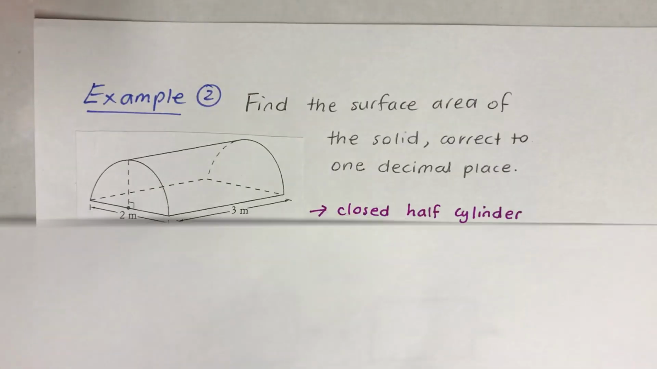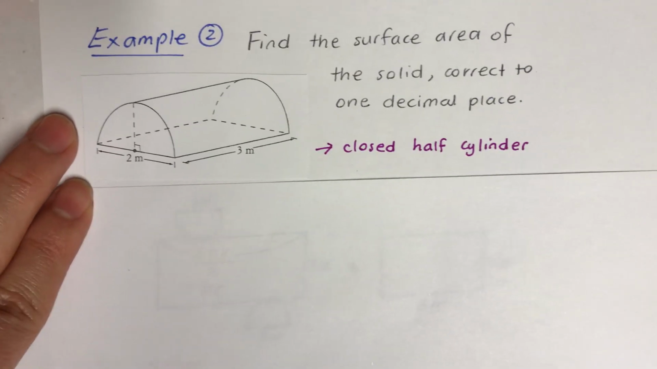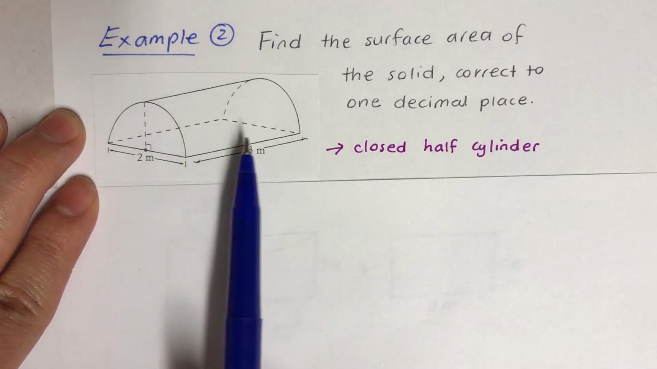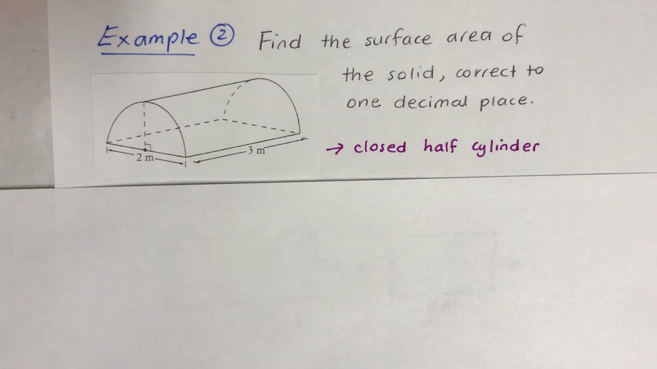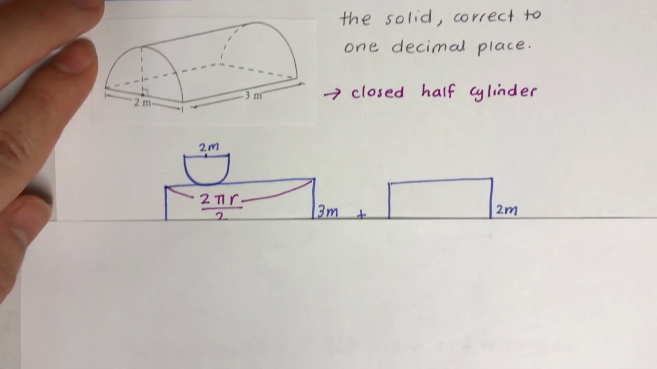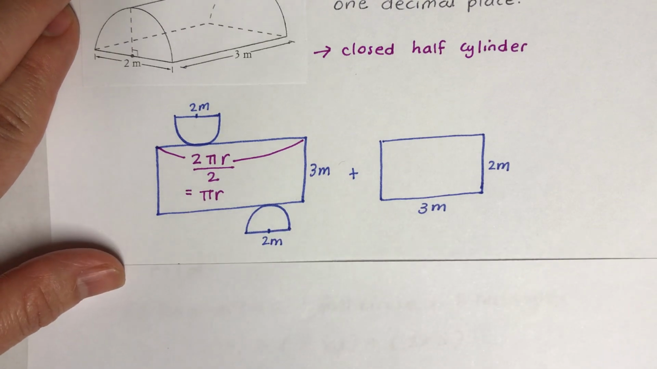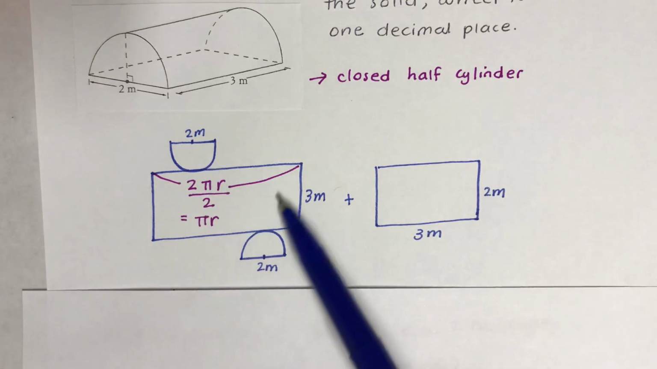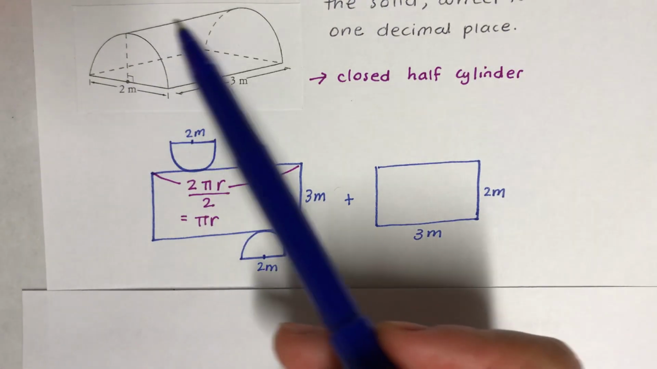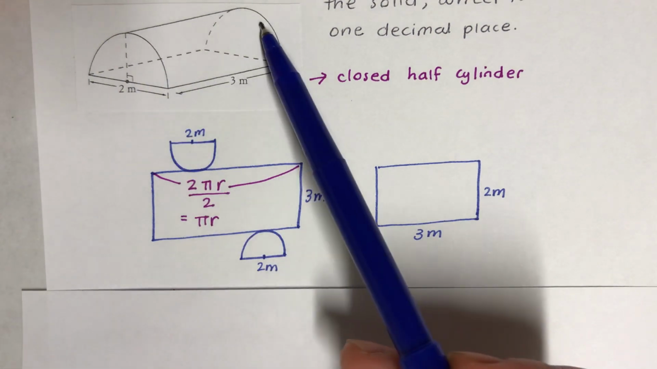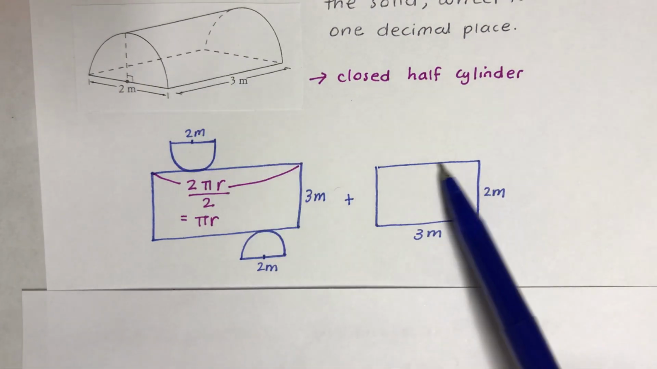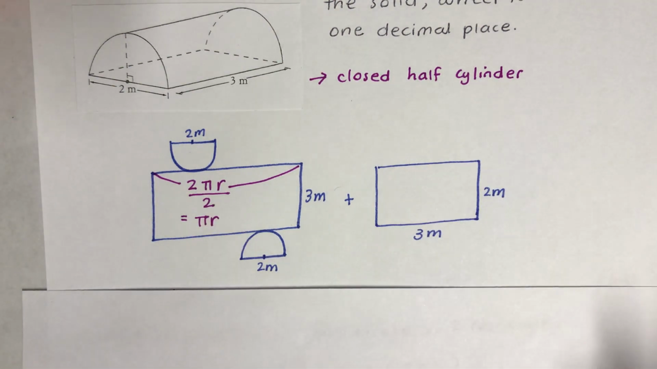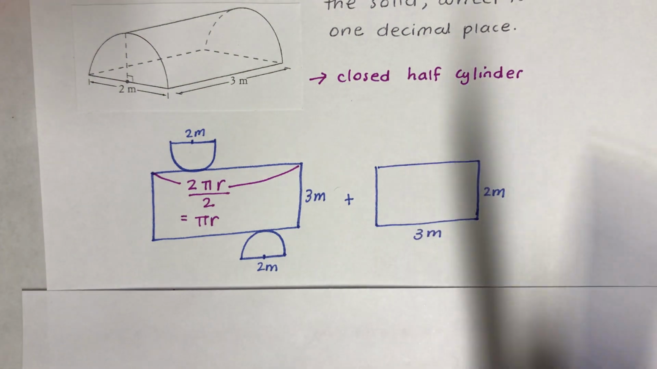And next question, let's have a look. Find the surface area of the solid. This is a closed half cylinder, correct to 1 decimal place. If I open this up, it'll look like this. Remember, this part is the top, the curved part, and this is the front and the back. And don't forget the bottom base. You have to add the base as well, because it's closed. If it was open on the bottom, you wouldn't need this.